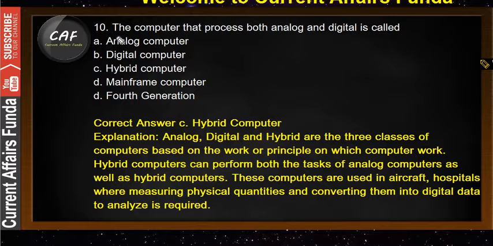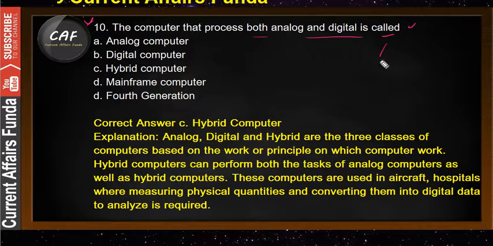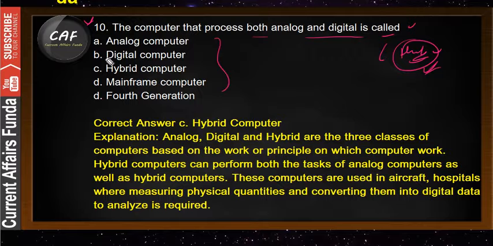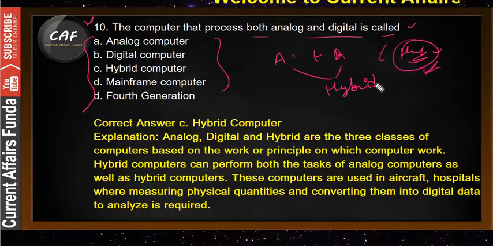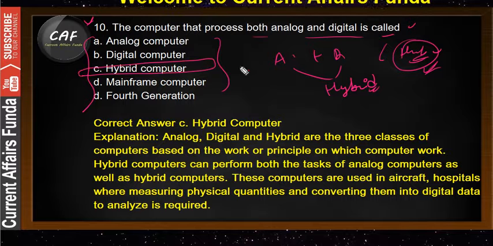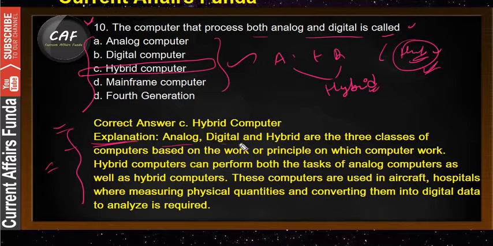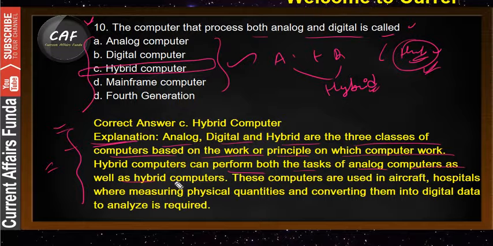Basically, the computer that processes both analog and digital is called the hybrid computer. I have already told you in my theory portion, hybrid means the combination of analog plus digital, that means a hybrid computer. Okay, so option number C will be the right answer. And keep writing down this explanation. Analog, digital and hybrid are the three classes of computers based on the principle on which the computer works. Okay, hybrid computers can perform both the tasks of analog computers as well as digital computers.